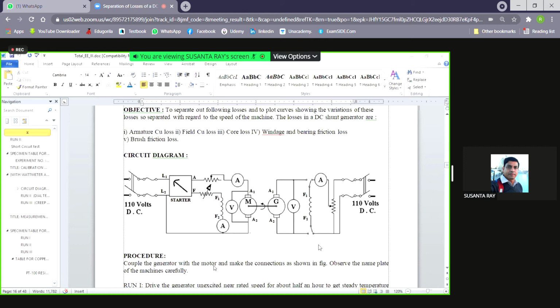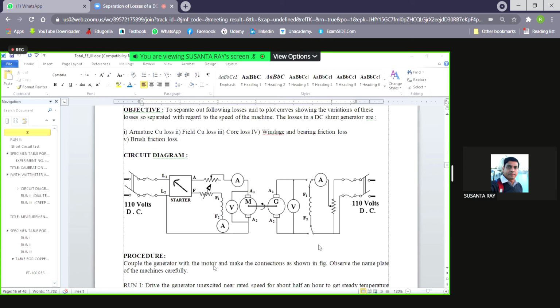Okay, now come to the second part of the circuit, the other machine which will be run as a generator. Here also, as I have mentioned, these two machines are exactly similar. Here also we have two terminals for the armature and two terminals for the field: A1, A2 and F1, F2. But you can see that there is no connection for the armature at all.